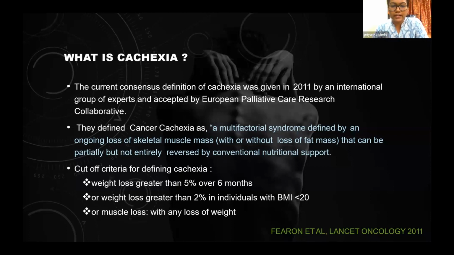They defined cancer cachexia as a multifactorial syndrome defined by an ongoing loss of skeletal muscle mass with or without loss of fat mass that can be partially but not entirely reversed by conventional nutritional support. The cutoff criteria for defining cachexia are weight loss greater than 5% over 6 months, or weight loss greater than 2% in individuals with BMI less than 20, or muscle loss with any loss of weight.